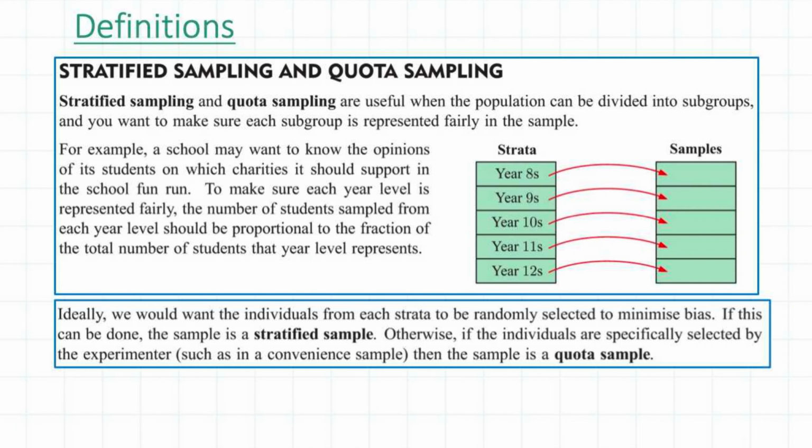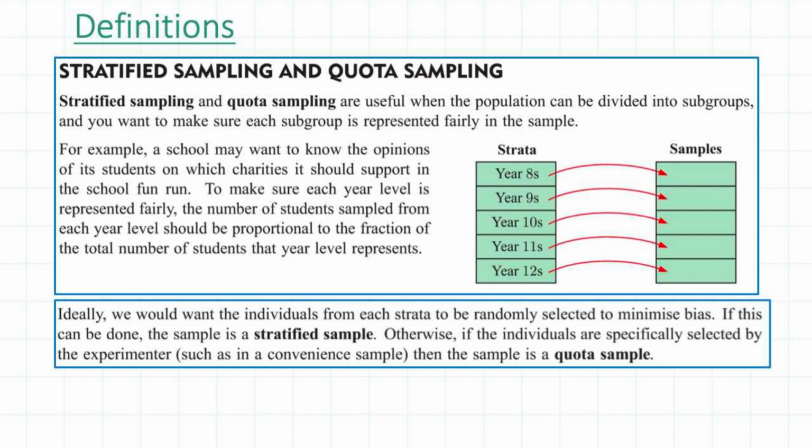Then we have stratified and quota sampling. So the idea behind those two is that you are splitting the population into different groups called strata. The strata are up to you. You decide the category. It could be female and male. It could be, for example, smoker and non-smoker. It could be their age group. It could be, for example, in this question, their year level in school. So you split them into different strata, and then from each stratum, you randomly select a sample.